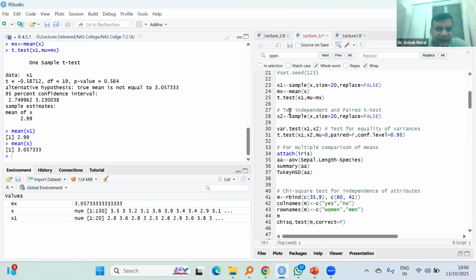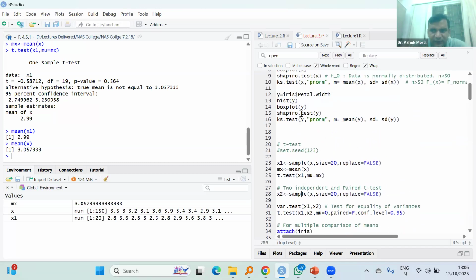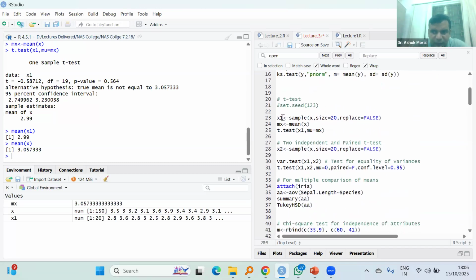Now similarly, regarding the paired and two independent sample, again we have generated one more sample x2 from the same population, that is x2. So for this particular purpose, basically what we need to do, we need to check the normality of x1 as well as we will check the normality of x2.